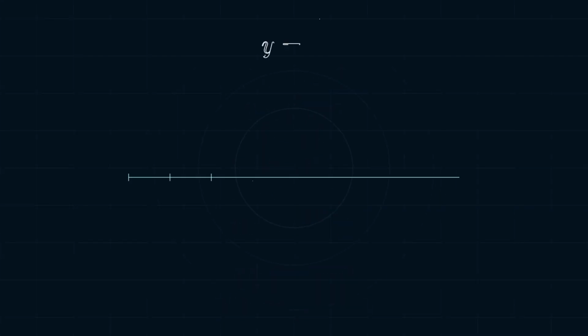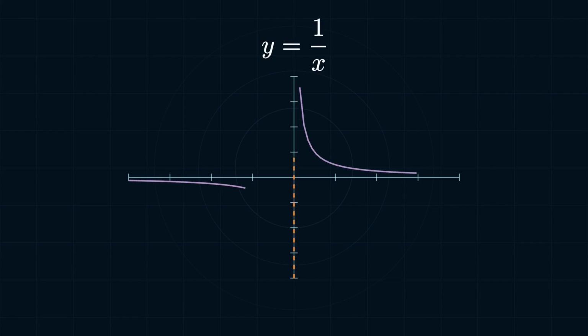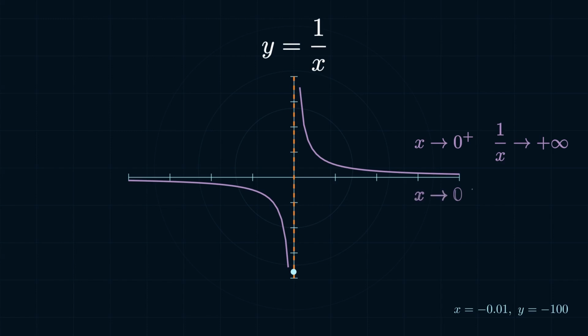But this is where intuition gets tricky. Look at the graph of 1 over x. When x is 1, the result is 1. When x is 1/2, the result is 2. When x gets very small and positive, the result gets very large. As x approaches 0 from the positive side, 1 over x grows without bound. That looks like infinity. But approach 0 from the negative side. Now the result dives downward without bound. It heads toward negative infinity. The two sides do not agree.